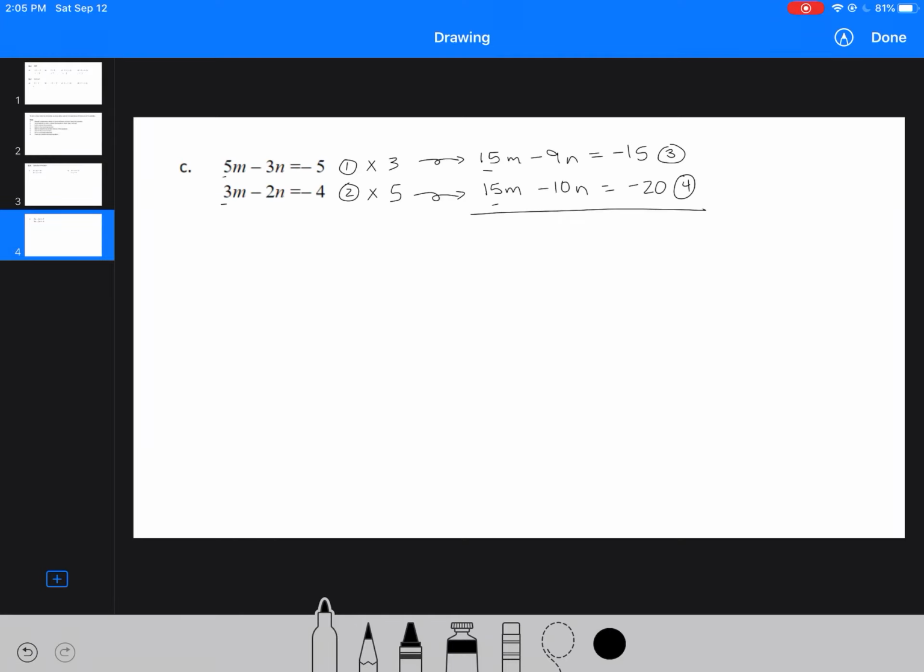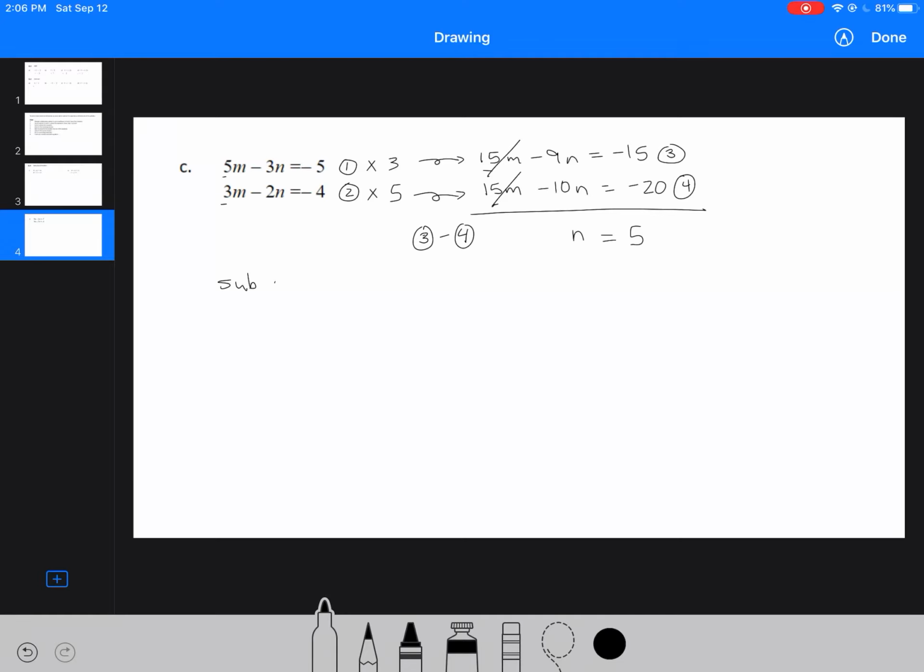Now what I can do is I'm going to do my third equation, take away my fourth equation. This gets rid of my m variable, and now I'm left with the n. So I've got minus 9n, take away minus 10n. So that gives me positive 1n. And now I've got minus 15, take away minus 20, which is adding. So here I'm going to end up with 5. So now I've got n equals 5.